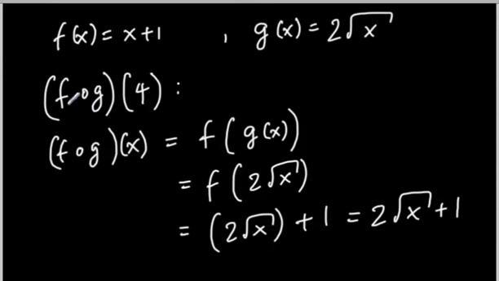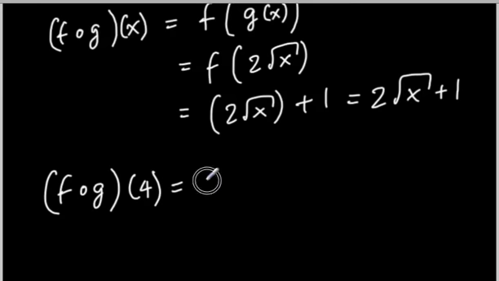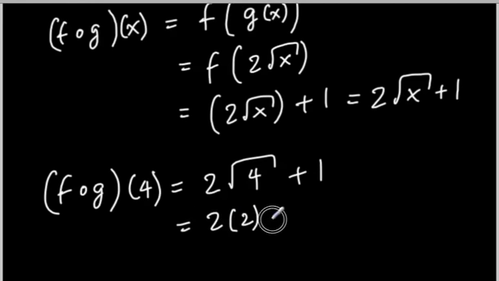Now, what we want to do is find f of g of 4. Okay, we've already found f of g of x, so all we have to do now is replace this x with 4, and we can figure out our answer. So, f of g of 4 is equal to 2 root of 4 plus 1, and that's 2 times 2 plus 1, which is equal to 5. Okay, so f of g of 4 in this case is 5.